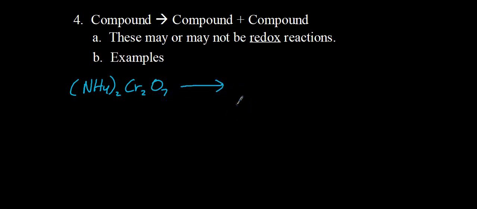This one involves the decomposition of ammonium dichromate. This is commonly known as a volcano demonstration, volcano reaction. You can look that up, it's pretty cool. And so you produce chromium(III) oxide, water, and another element, nitrogen in this case. So breaking apart a compound into two smaller compounds, and in this case, another element as well.